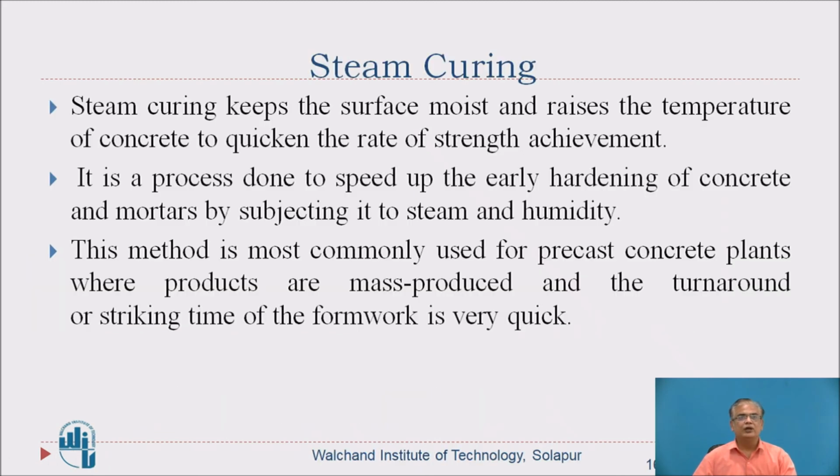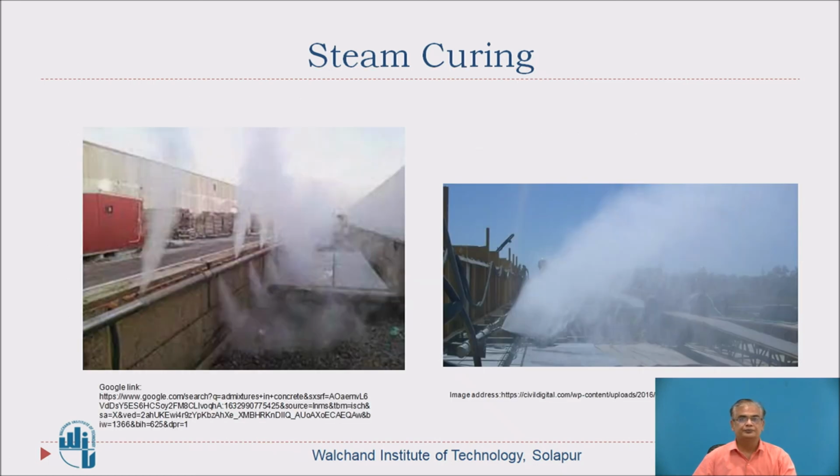Next type is steam curing. Steam curing keeps the surface moist and raises the temperature of concrete to quicken the rate of strength achievement. Remember, here steam is used for curing of concrete to speed up the early hardening of concrete and mortars by subjecting it to steam and humidity. And this method is used generally for precast concrete plants. Remember, in precast concrete plants, steam curing is used, and also in laboratory sometimes steam curing is used for curing of concrete cubes. Here you can see steam curing images.